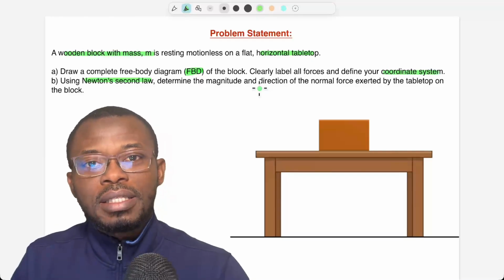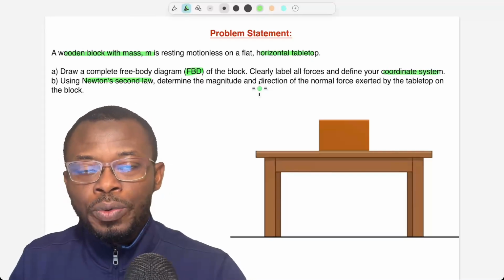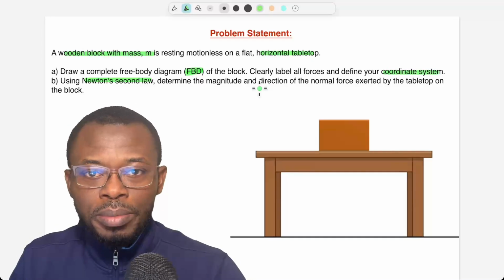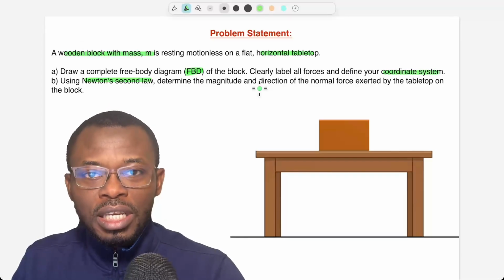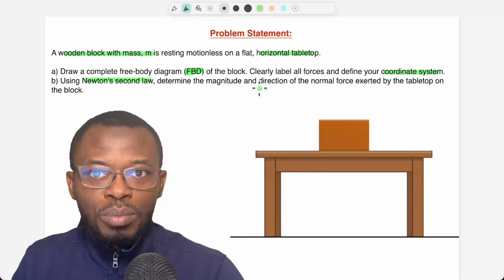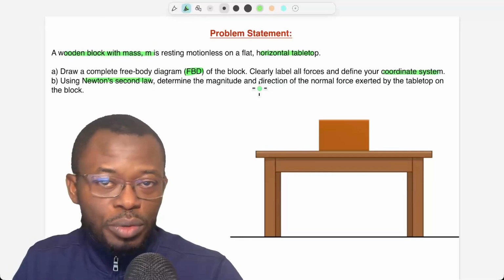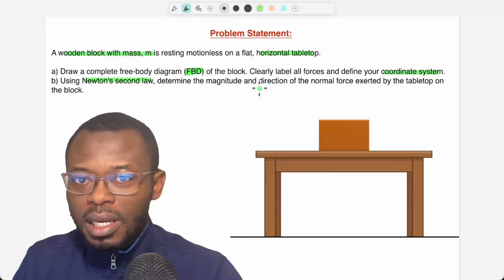But before that, I would like you to pause the video and try your hand at this problem by drawing the free body diagram and also deriving the Newton's second law equation of motion for this block before proceeding to look at the solution. Let's dive in.